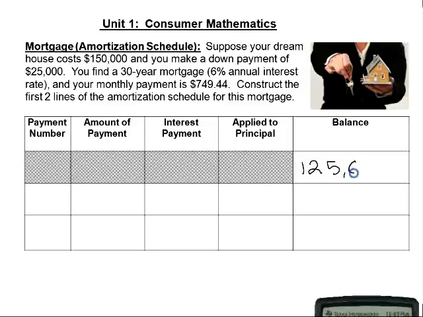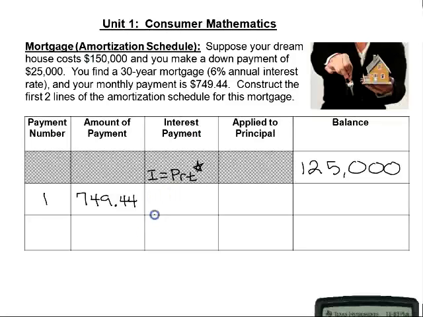$125,000. Now, we make our first payment, which is $749.44. Part of that payment goes toward interest, and part of that payment is applied to the principal. To figure out how much goes toward the interest part of the payment is a variation on your simple interest formula. It's principal times rate times time, but in just a moment I'll need to make a comment about time.